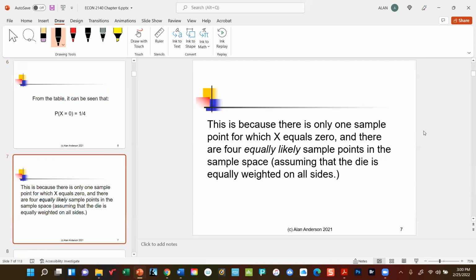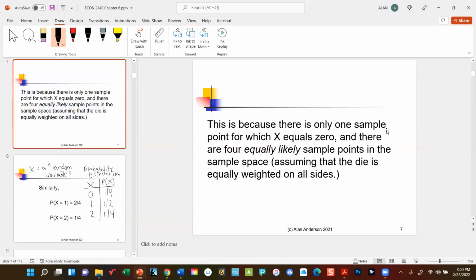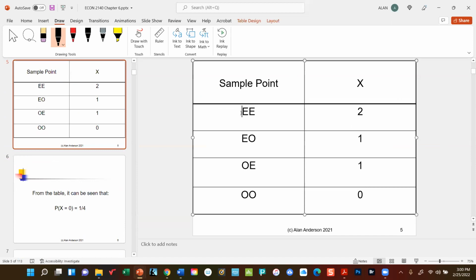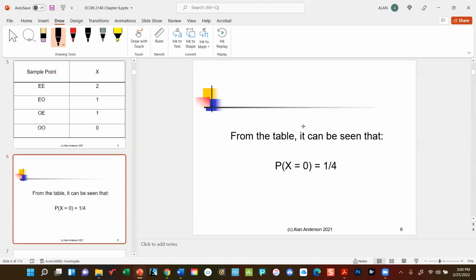Now, here's the calculations of the probabilities. Again, remember, we're assuming that these outcomes are all equally likely. So therefore, the chances of getting a 2 on that, or the chances of X equaling 2, are only going to be 1 out of 4. Because there's 4 outcomes, only one of them is X equal to 2. Therefore, it gets a probability of 1 out of 4.